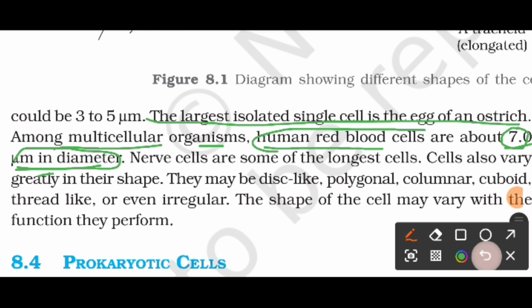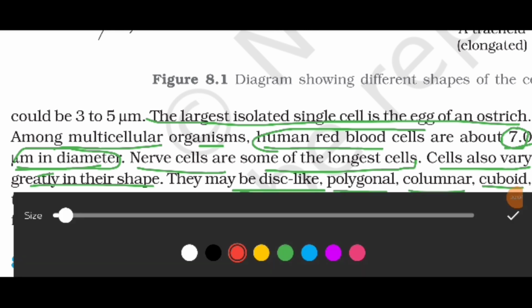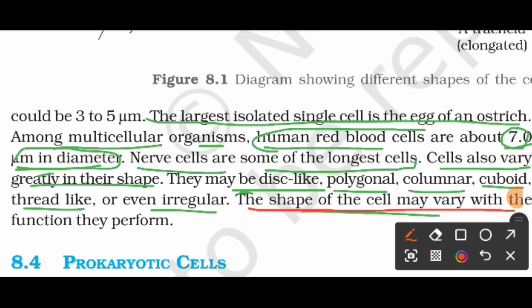Also, nerve cells are some of the longest cells. Cells also vary greatly in their shape. They can be disc-like, polygonal, columnar, cuboidal, thread-like, or even irregular in shape. The shape of the cell is a very important point which you should note down. The shape of the cell may vary with the function they perform.